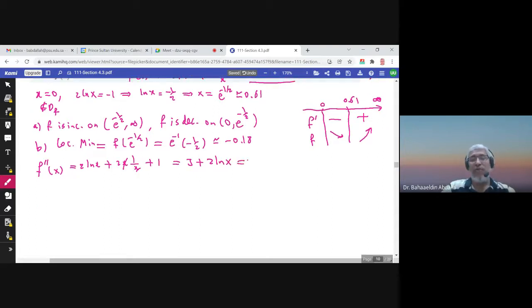Well, f double prime would be 0 when 2 ln x equals negative 3, or ln x equals negative 3 over 2, or when I take both sides to the base e, x is e to the power negative 3 over 2. And I can check an approximation for e to the negative 3 over 2. It is approximately 0.2.